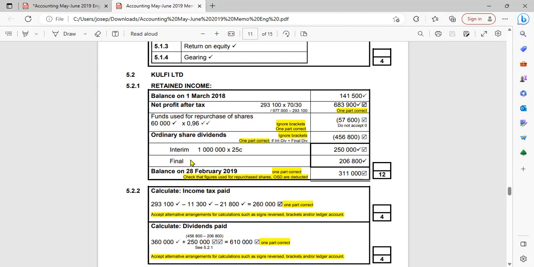It is the ordinary share dividends that you will find from the information from the trial balance. It will be your interim dividends, and for final dividends, that one that you'll find that talks about shareholders for dividends, it will be your final dividends.